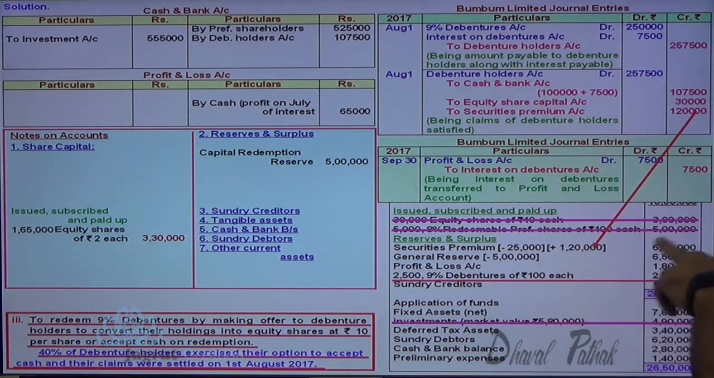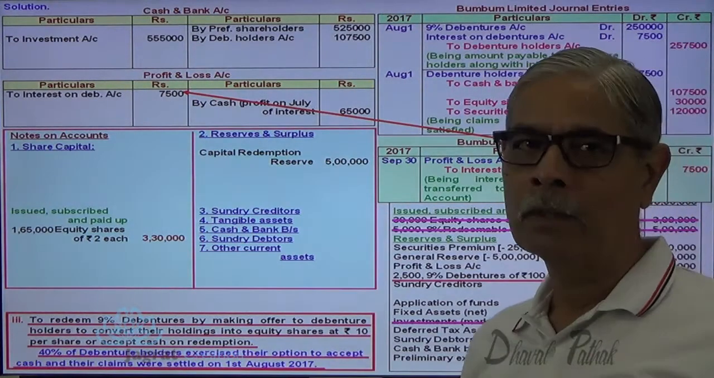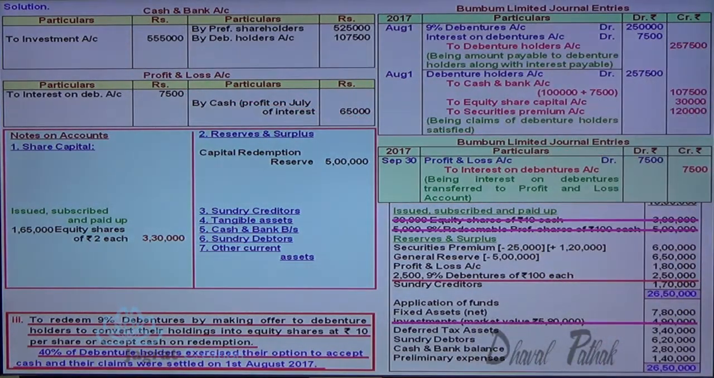For security premium, you are required to add 1,20,000. Profit and loss account is debited for debenture interest paid. This is how these effects are demonstrated.